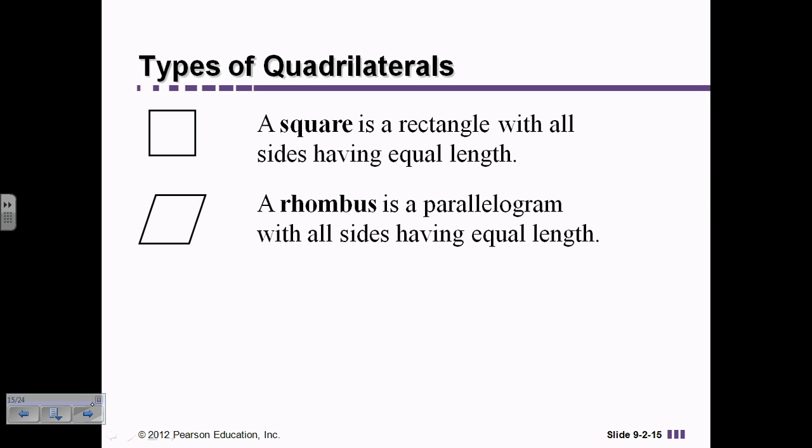And then our last two shapes are squares and rhombuses. A square is a rectangle where all of the sides are equal. So if it's a rectangle, that means it has all the properties of a rectangle. So that means we've got 90-degree angles in the corner. Opposite sides are parallel, opposite sides are equal, but all of the sides in a square are equal to each other.